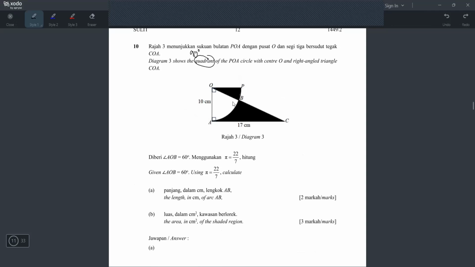And then the right angle triangle COA. So right angle triangle COA. Okay, this one big one lah. So this also 90 degree. And then they say what? Given AOB is 60 degree. Let's label AOB 60. Okay, I will use red color. So AOB, this one is 60. It means here how much? 30 only lah, because the whole thing is 90, right? So 90 minus 60 is 30. Okay, like this. Okay, let's continue. Using pi 22/7, calculate the length of arc AB.